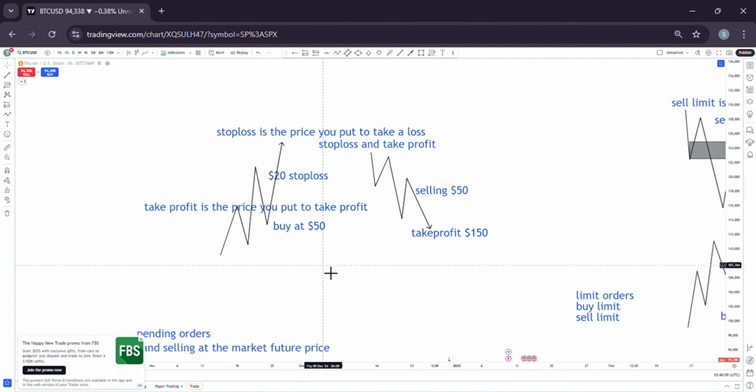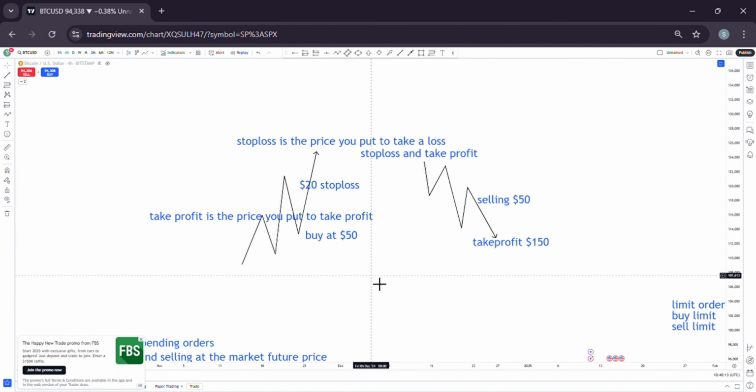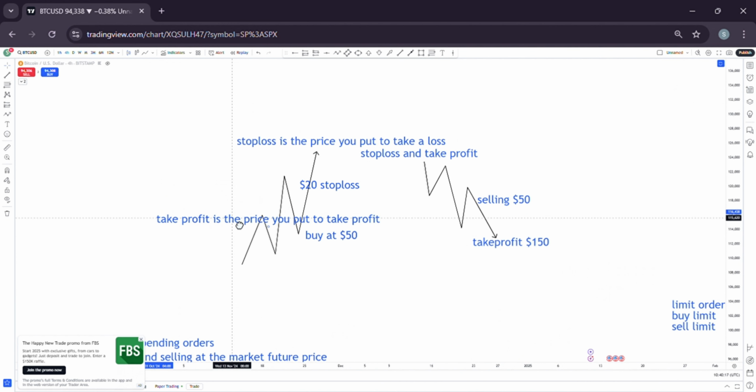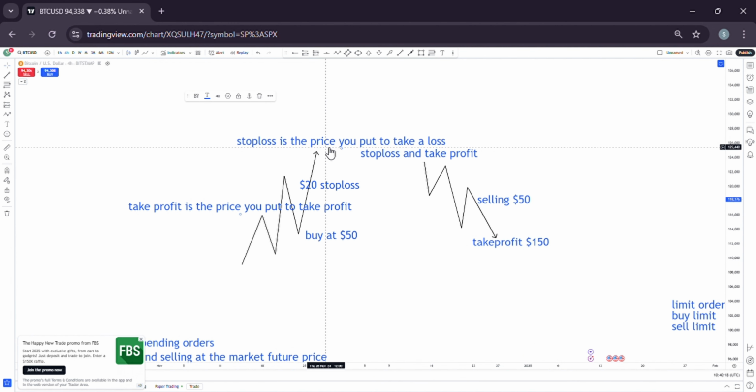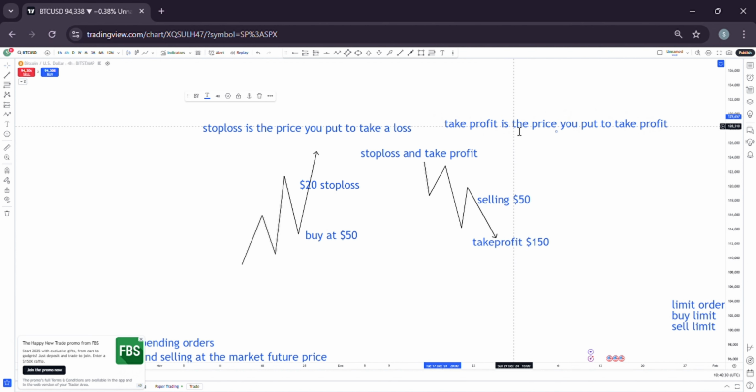Also, when you're taking these trades, there's what we call stop loss and take profit. Stop loss talks about the amount which you're willing to lose when you're in a trade. Take profit is the amount which you are willing to gain when you're in profit in the market. So stop loss price is the price at which you take a loss, while take profit is the price at which you take a profit.